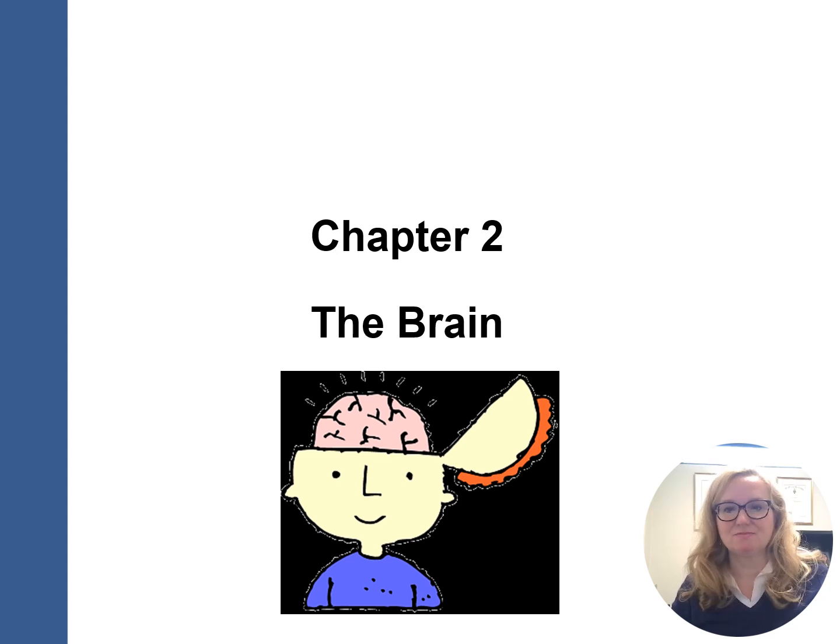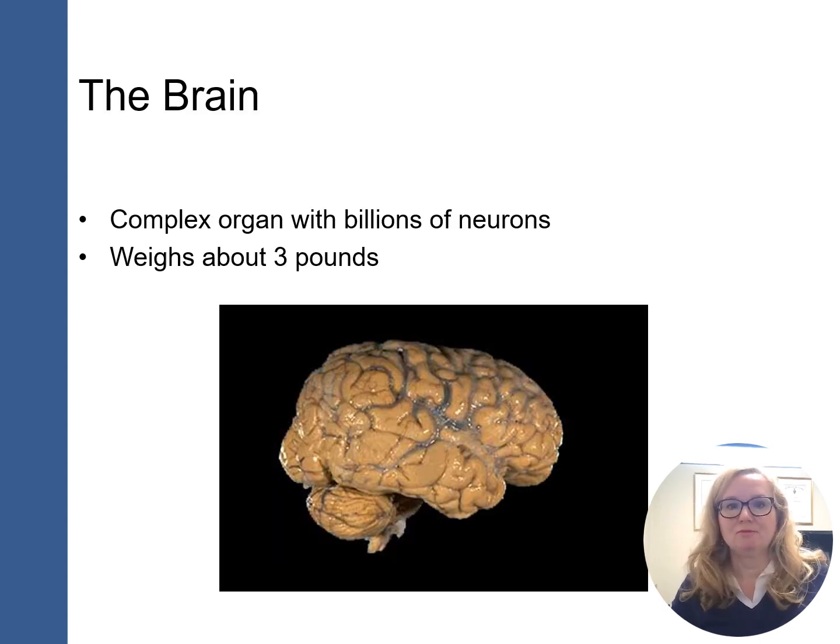In this lecture, I'm going to talk about the brain and how it relates to cognition. A little bit of background about the brain will help us understand how we're thinking, how we make decisions, how we understand all those interesting experiments that are part of the field of cognitive psychology.